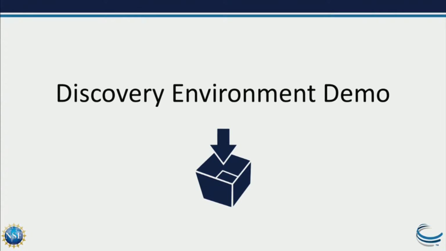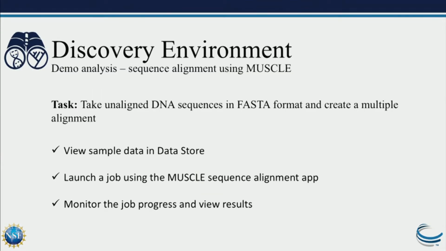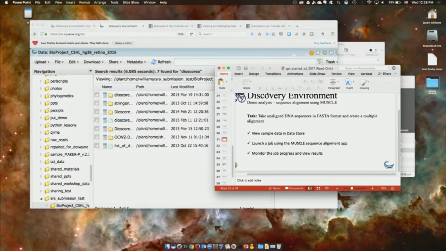So I'll do a quick demo, and in this demo, we're just going to take unaligned DNA sequences that are in FASTA format, and we're going to create a multiple alignment. So very simple application, but one that gives you a chance to see all the bits and pieces. Okay, so let's go back to the discovery environment.